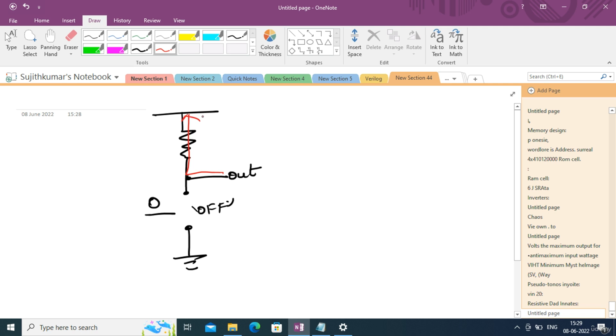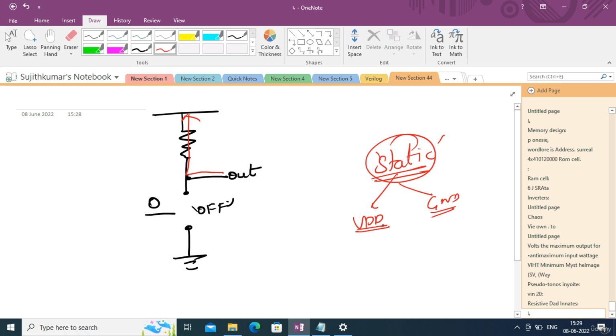All these are static circuits, guys. What do I mean by static circuit? At any point of time, the output should be connected either to VDD or ground, which means that at any point of time, the output should either be pulled up or pulled down, right? It cannot exist without connecting to any one of these two. That is what we mean by static circuit. At any point of time, you will get either logic 1 or logic 0. Logic 1 means it is pulled up and logic 0 means it is pulled down.